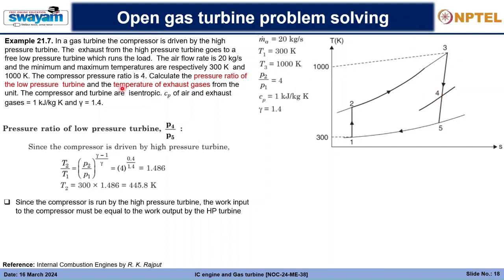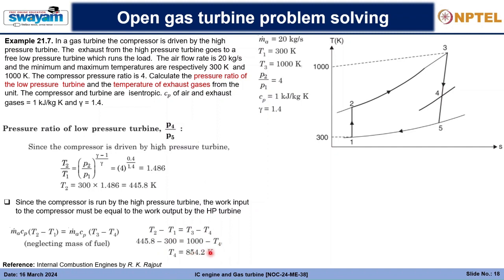The maximum temperature is given as 1000 Kelvin. So T3 we already know, we do not know T4. So we can find T4 directly like this. We have just equated the compressor load and the work done by the turbine. We are given the same mass flow rates of air and gas, so we do not have to consider that for the gas, and accordingly we will solve for T4 and we will get T4 as 854.2 Kelvin.